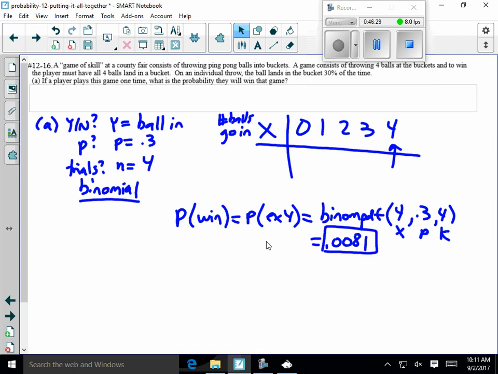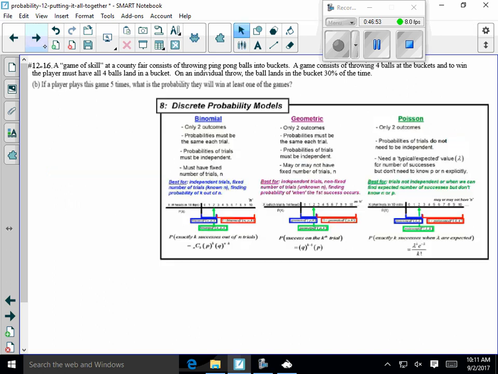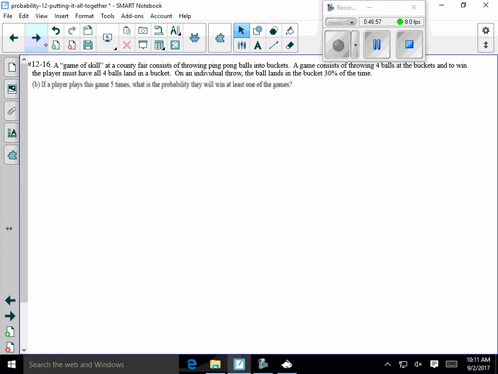Okay, let's look at the second part. For the second part, we're playing the game 5 times. We want the probability that we will win at least one of the games. The same reasoning is true. We're talking about the same probability, but this time the n is going to be the number of games, and we're talking about winning at least one of the games. So that's some number of wins out of the 5 games with a constant probability. Let's just jump in and start analyzing it.